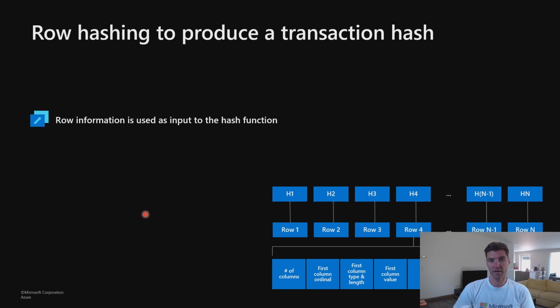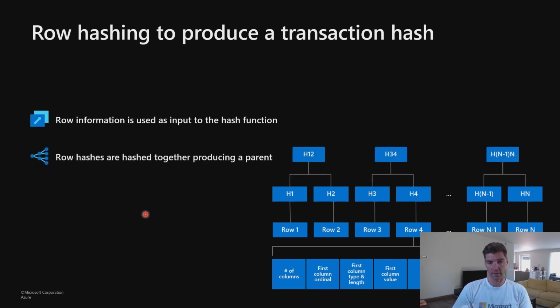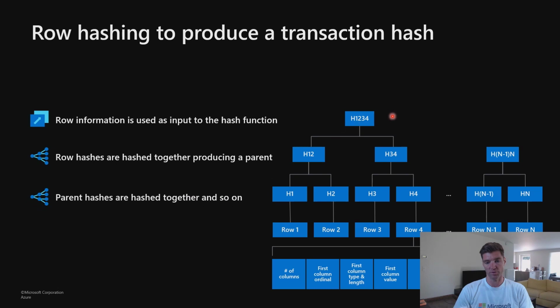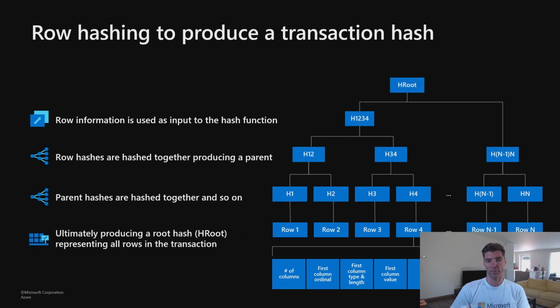Now these hashes are then hashed together and it is going to produce what we call a parent hash, which means that in this example here, hash 1 and hash 2 will be hashed together into hash 1,2, and hash 3 and hash 4 will be hashed again together in hash 3,4. And then we move on. So these parent hashes are then hashed together again in another hash. So this will then be hash 1,2,3,4, and so on, until ultimately we produce a root hash that represents all the rows in a specific transaction.